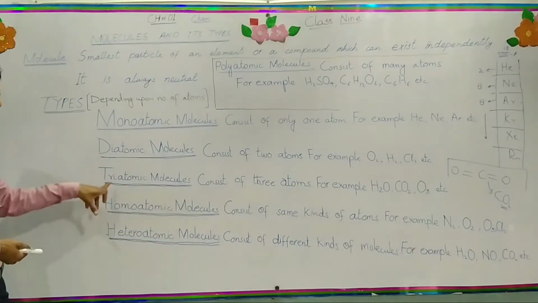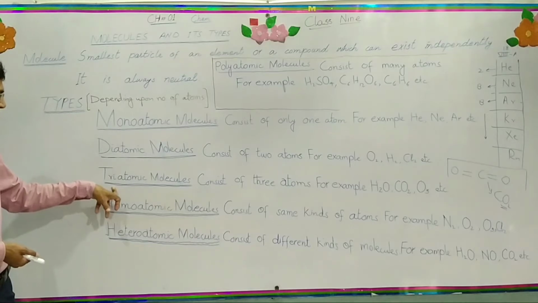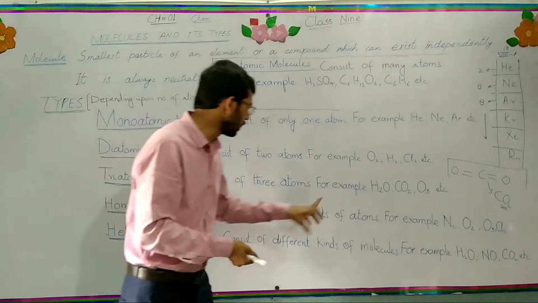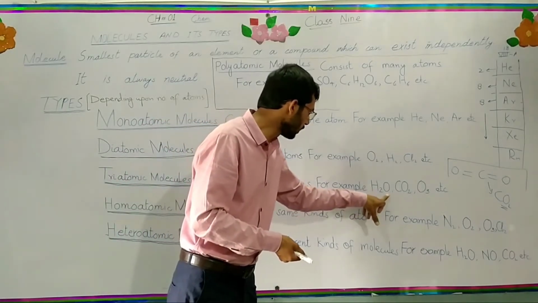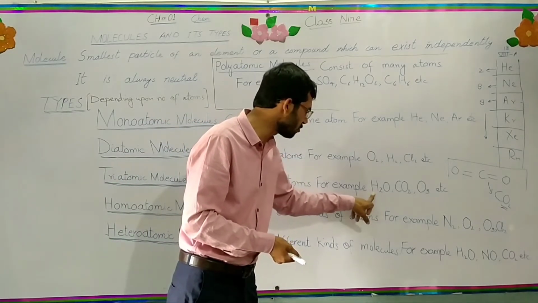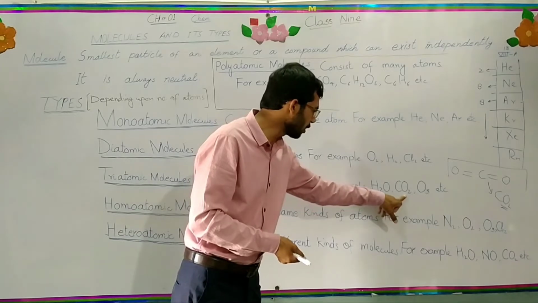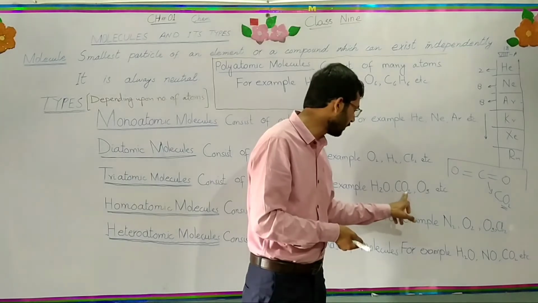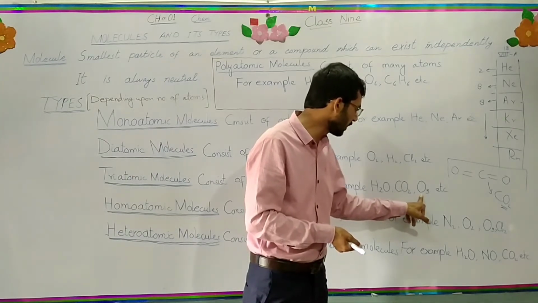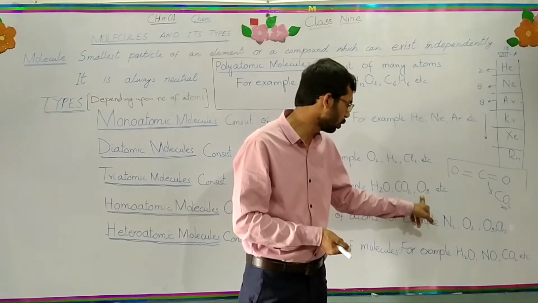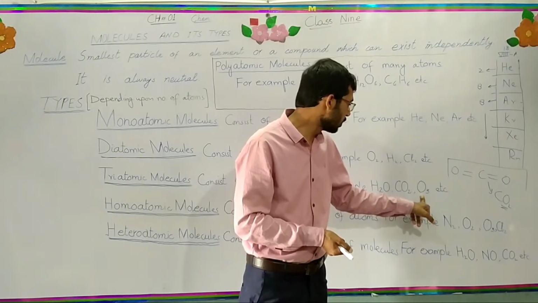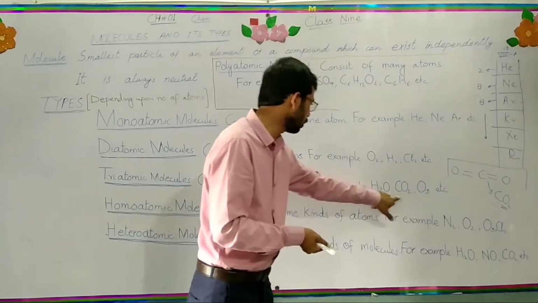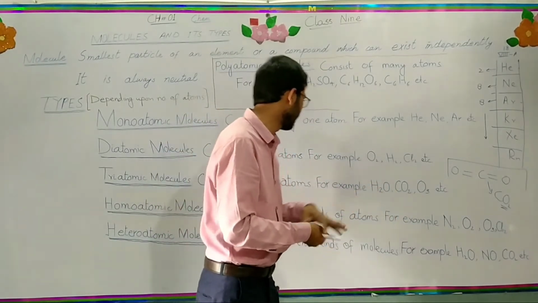And the third one is triatomic molecule. A triatomic molecule consists of 3 atoms. For example, H2O is a water molecule, which consists of 2 hydrogen and 1 oxygen atom. Carbon dioxide consists of 3 atoms, 1 carbon and 2 oxygen. And in the same way, there is the ozone molecule, and it has 3 atoms of oxygen in it.